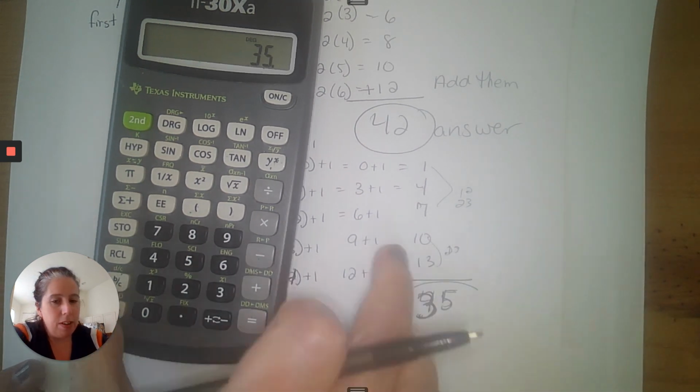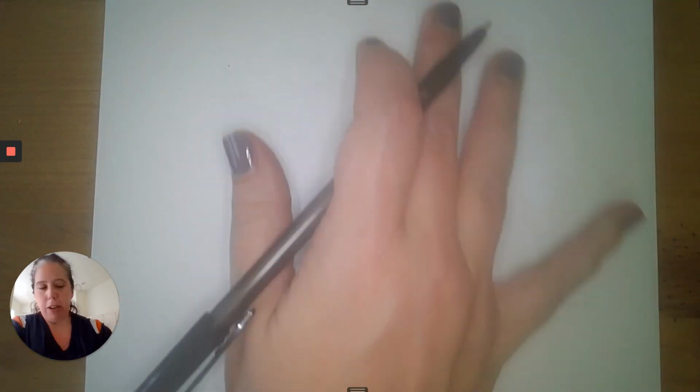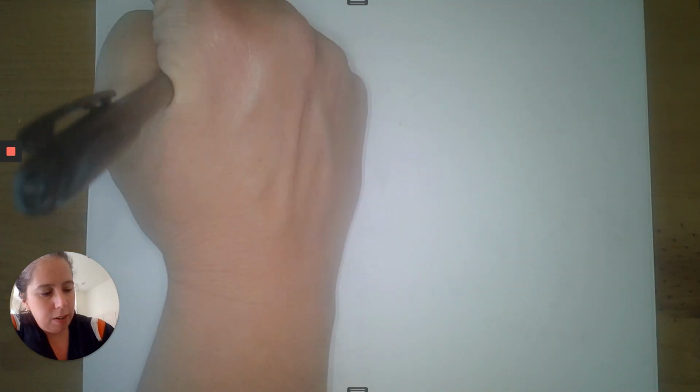Pretty easy, right? Now, I'm just going to show you, I think I got 2 more. Yeah, I got 2 more just because I want to show you what they may look like on Delta Math. So some of them might look a little more complicated.